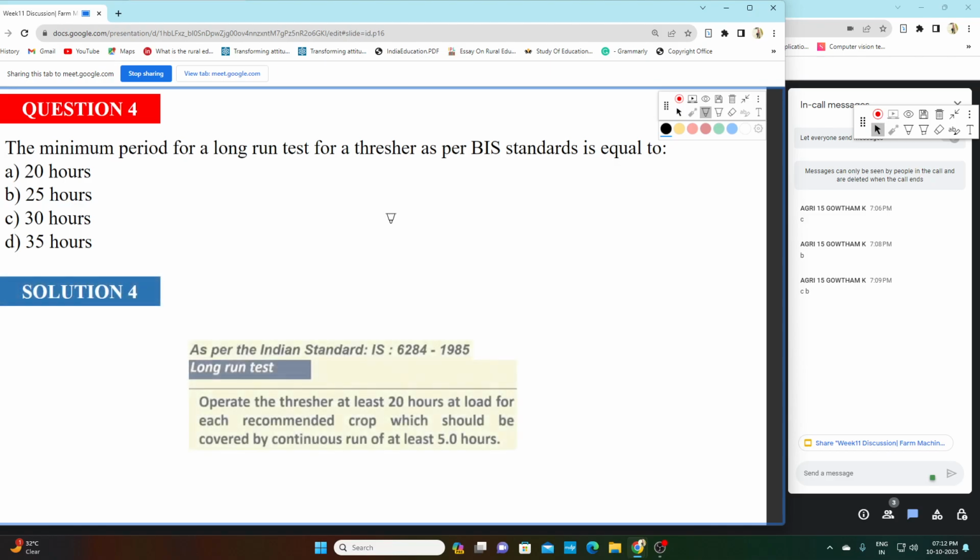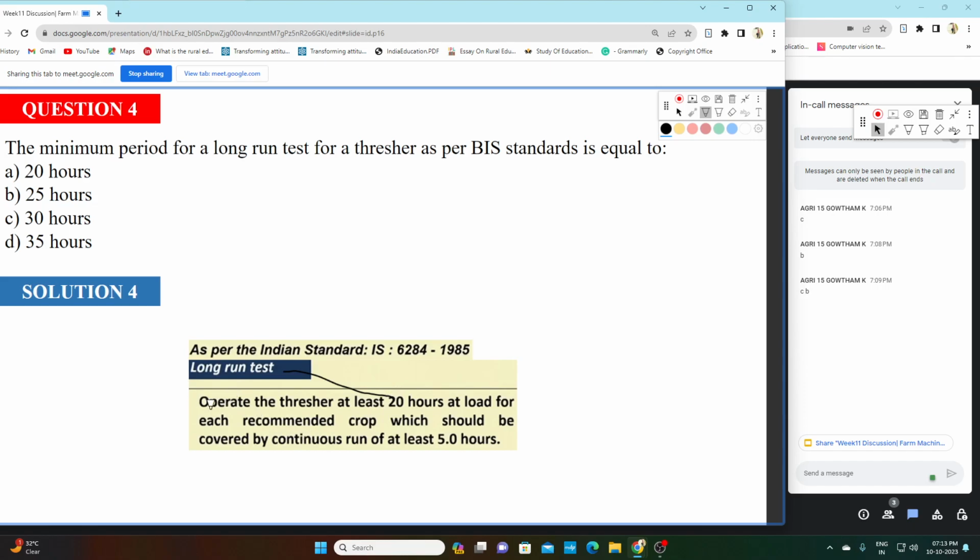Okay, so no guesses. The right answer is 20 hours. Long run test: we operate the thresher for at least 20 hours at load for each recommended crop. Load means feed rate, for each recommended crop, which should be covered by a continuous run of at least 5 hours. So long run test means a long run test of either thresher or sprayer.